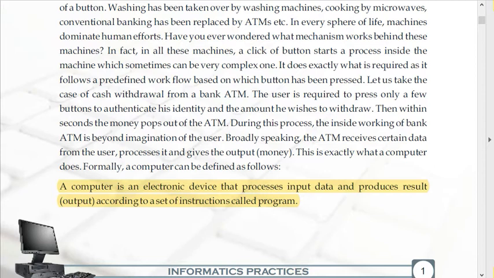Okay, so first of all we are going to deal with the very first unit, which is Introduction to Computer System. So just find the definition of computer here. What is computer? Computer is an electronic device that processes input data and produces result according to a set of instructions called program. This is the definition of a computer, and I think we all know very well that you might have read about computer in your earlier classes too. Okay, so I am just telling you all what a computer means.